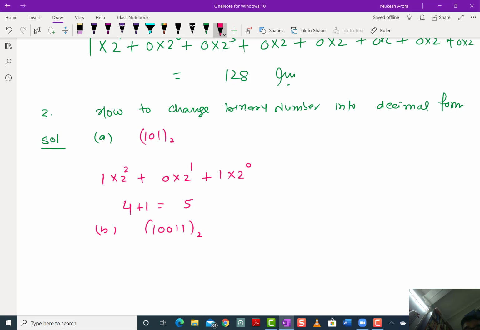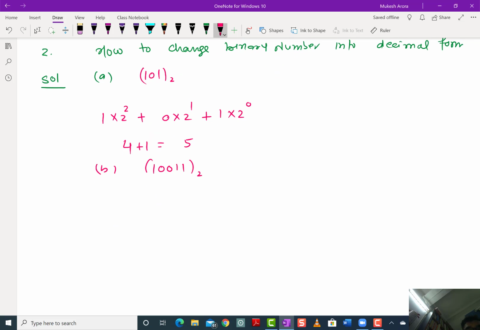10011 base 2. So this is 1 into 2 raised to the power 4 plus 0 into 2 raised to the power 3 plus 0 into 2 raised to the power 2 plus 1 into 2 raised to the power 1 plus 1 into 2 raised to the power 0. This will be 16 plus 0 plus 0 plus 2 plus 1. 19.